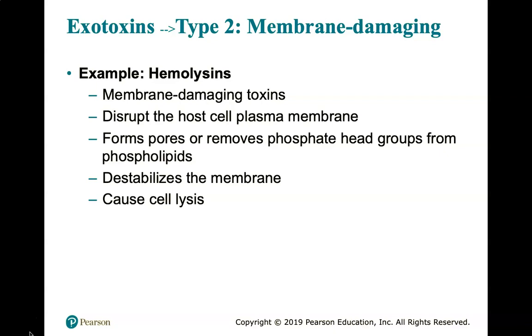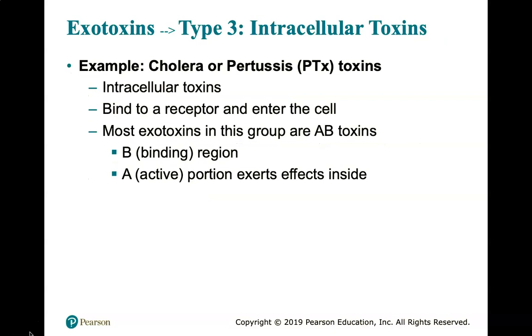Type 2, membrane damaging. Again, hemolysins. We talked about this just a minute ago. Damages the membrane. The cell will rupture either partially or completely, depending upon whether you have alpha hemolytic or beta hemolytic hemolysins or hemolytic reactions. Cholera or pertussis, which pertussis we call the PTX toxin.